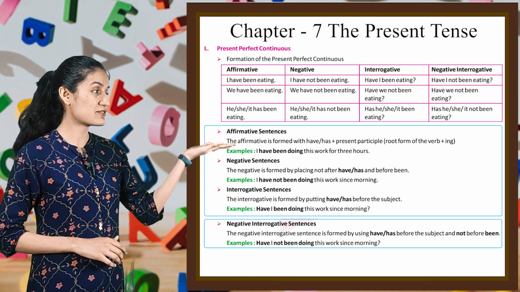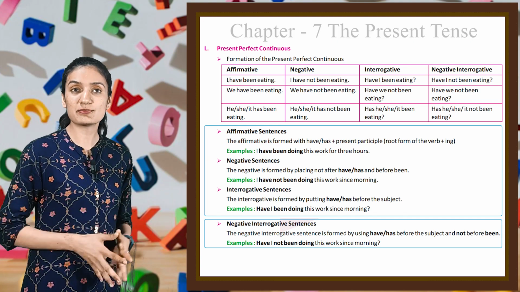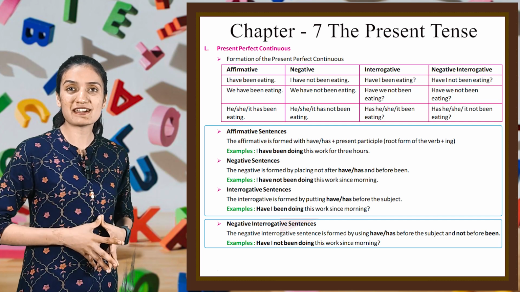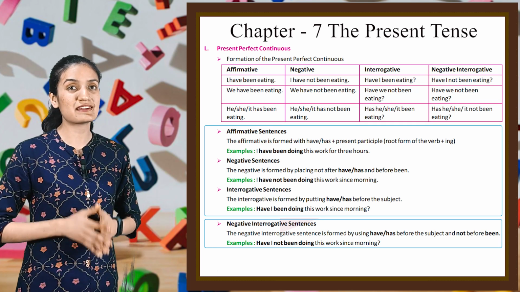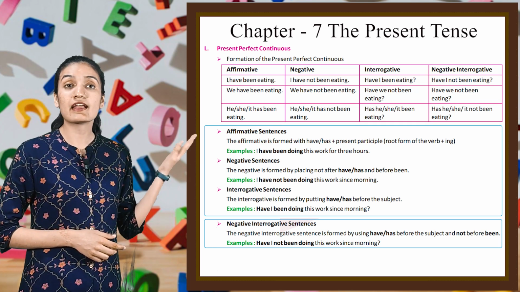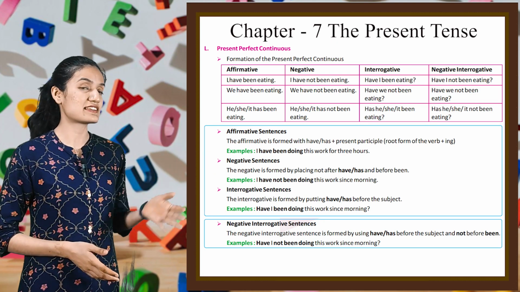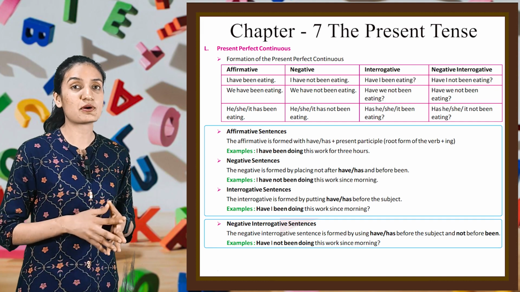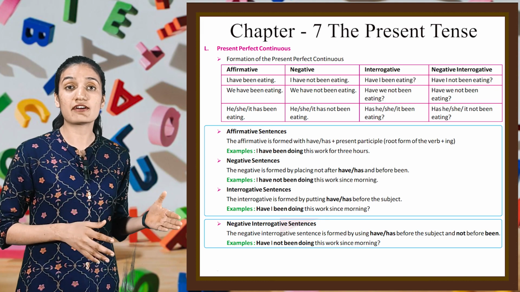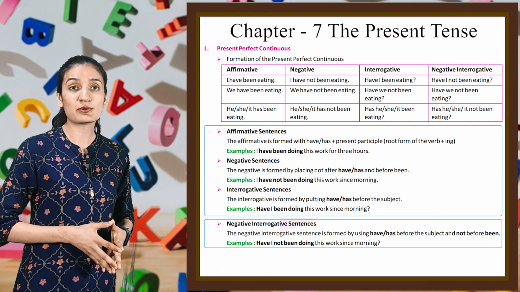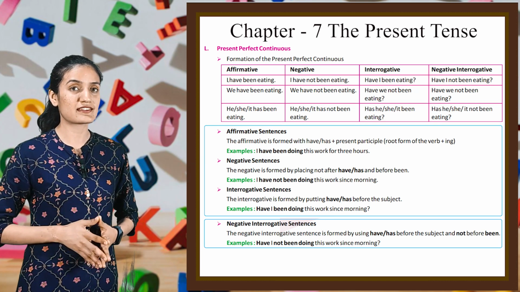Now let's do the affirmative sentences. The affirmative is formed with have, has plus been plus the present participle, the root form of the verb plus ing. Example, I have been doing this work for 3 hours. Negative sentences. The negative is formed by placing not after have, has and before been. Example is, I have not been doing this work since morning.